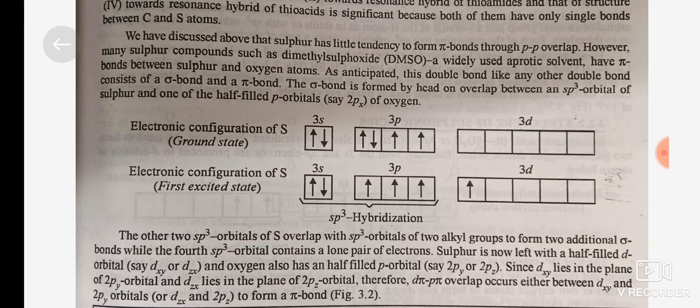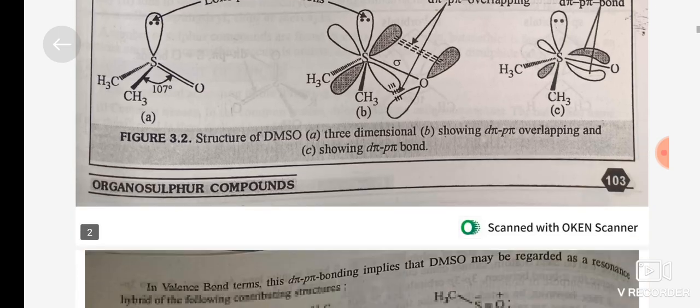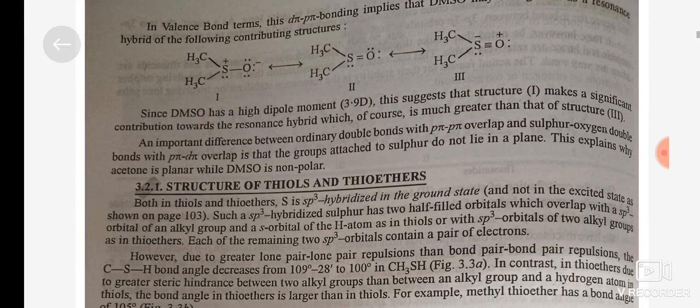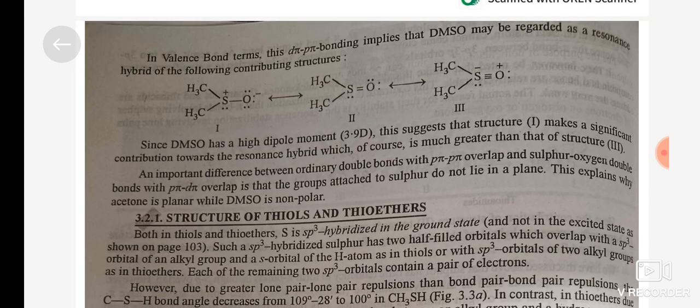Sulfur is now left with a half-filled d orbital, say dxy or dzx, and oxygen also has a half-filled p orbital, say 2py or 2pz. Since dxy lies in the plane of the 2py orbital and dzx lies in the plane of the 2pz orbital, d pi-p pi overlap occurs either between dxy and the 2py orbital to form a pi bond. In valence bond terms, this d pi-p pi bond implies that DMSO may be regarded as a resonance hybrid of the following contributing structures.